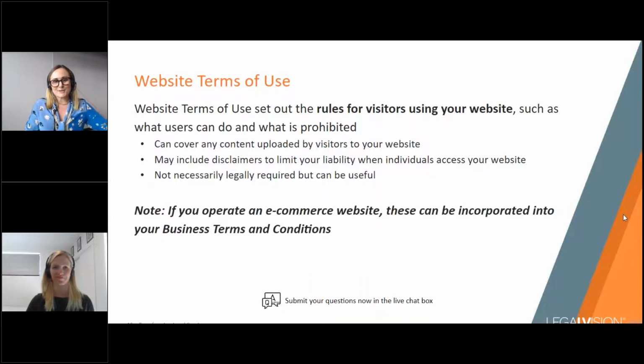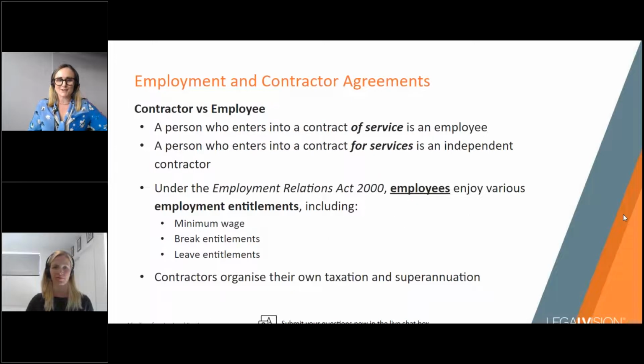Now for our final topic, which is employment and contractor agreements. Back to you, Kathryn. Thanks, Ellie.